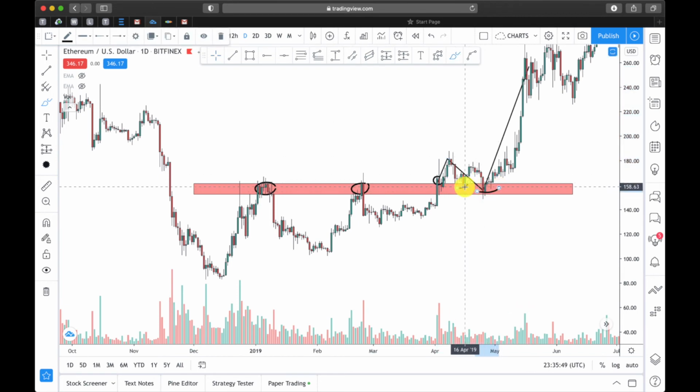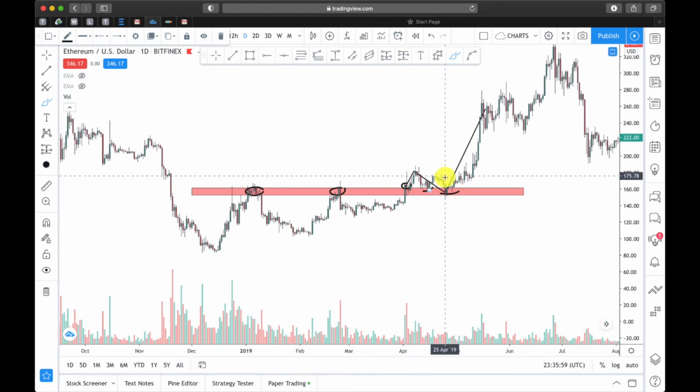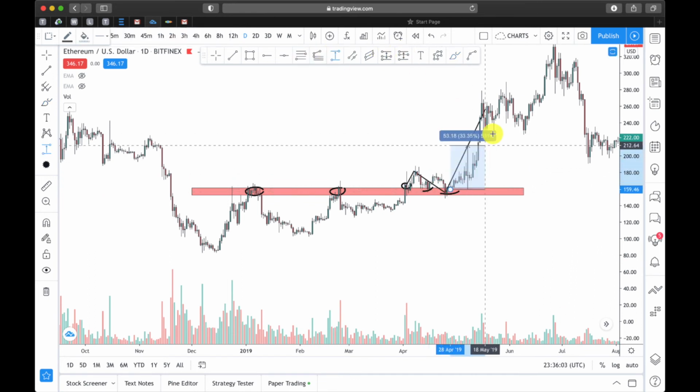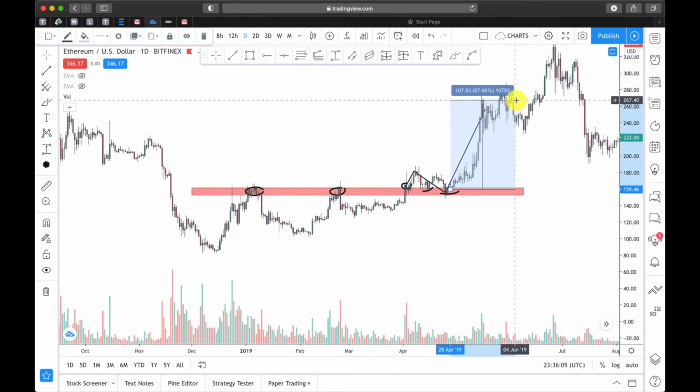You could have entered the trade here. Let's say you didn't enter the trade here. It gave you another opportunity to enter the trade again. Do you understand? So let's assume we took a long trade. You can see taking a long trade here will have given you about 67% profit. Do you understand? So that is how breakout works.